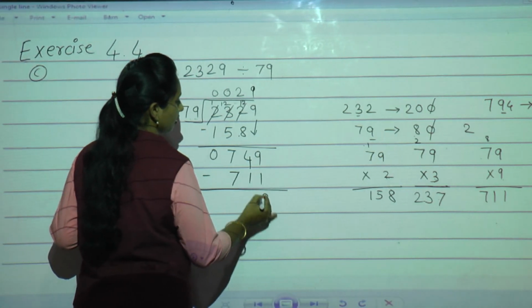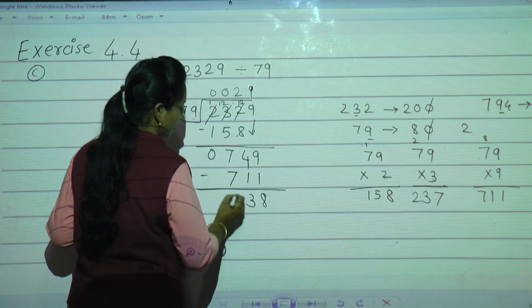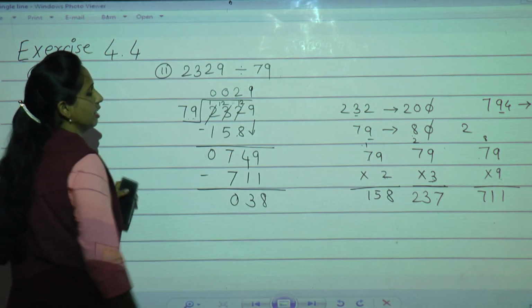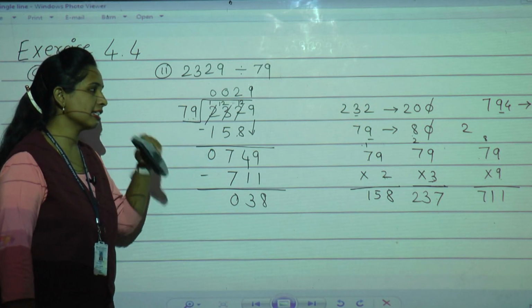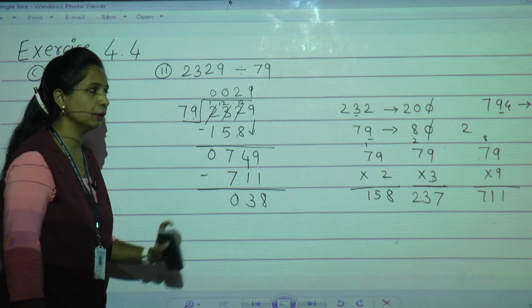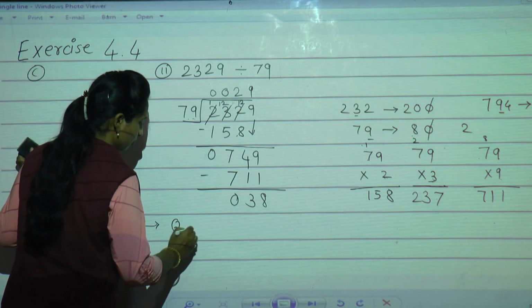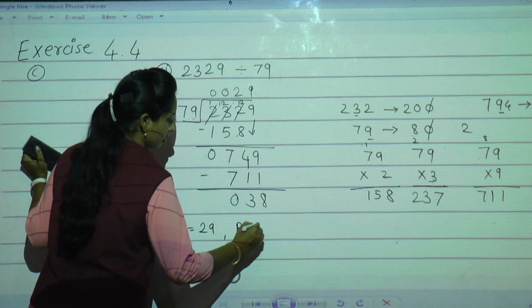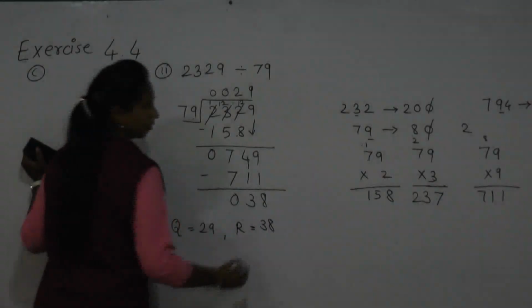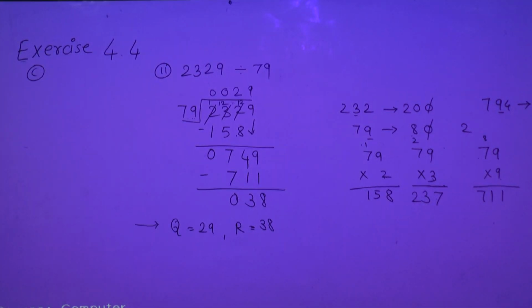Now subtract. 9 minus 1 is 8... 4 minus 1 is 3. 7 minus 7 is 0. Now 38 is a smaller number. 79 is the greater number. So we cannot do the next process. So here the quotient is 29 and the remainder is 38. Understood? Clear till here?